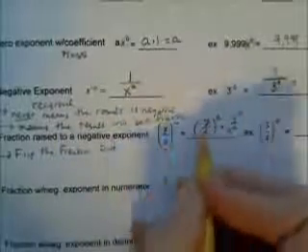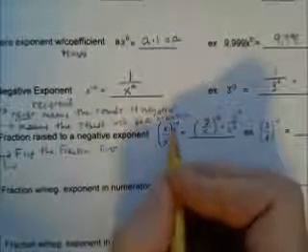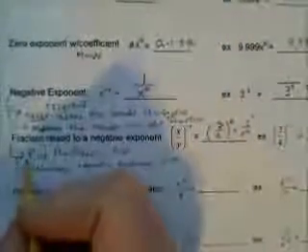So our x over y became y over x, and then after you flip the fraction, you're going to change the negative exponent to positive. And then the last thing you're going to do is you're going to apply the a power to both the y, the numerator, and the denominator.